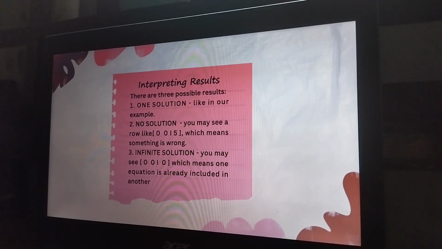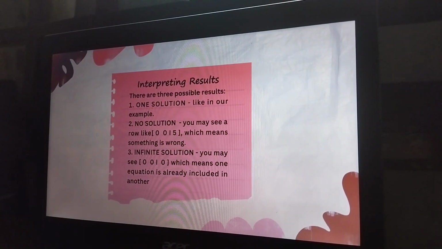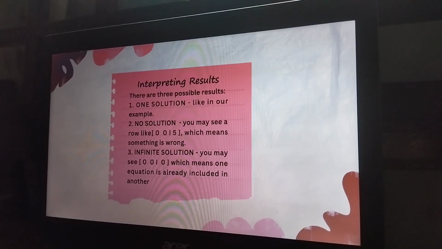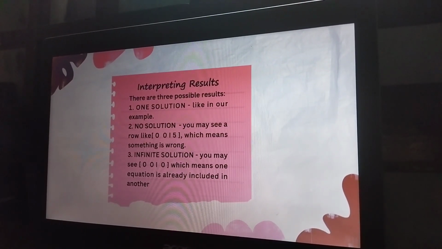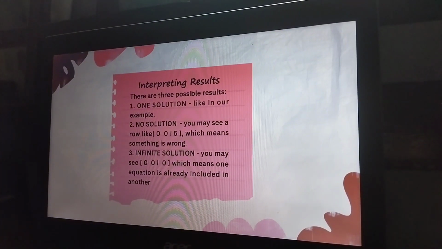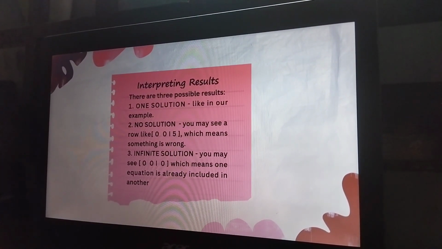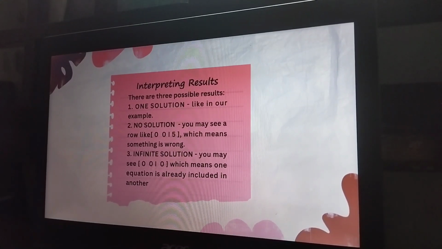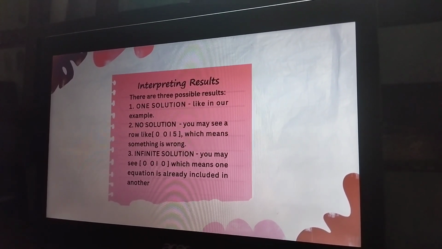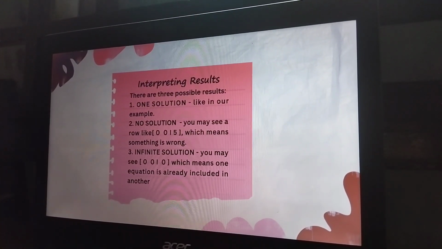In interpreting the results, there are 3 possible results. First is one solution, like in our example. Second, no solution. You may see a row like 0, 0, and 5, which means something is wrong. Third is infinite solutions. You may see 0, 0, 0, which means one equation is already included in another.